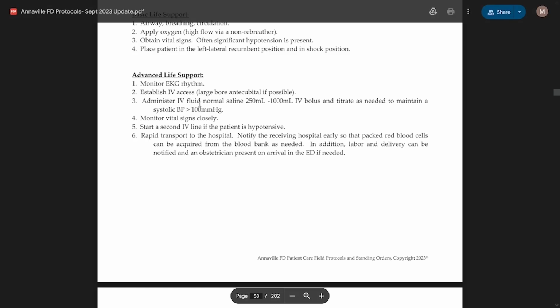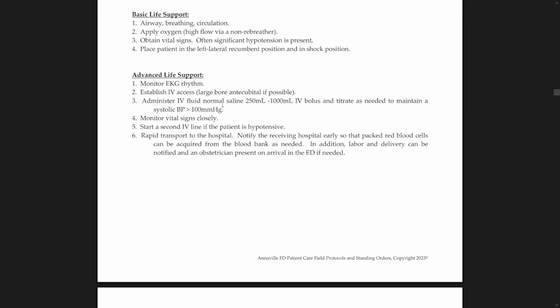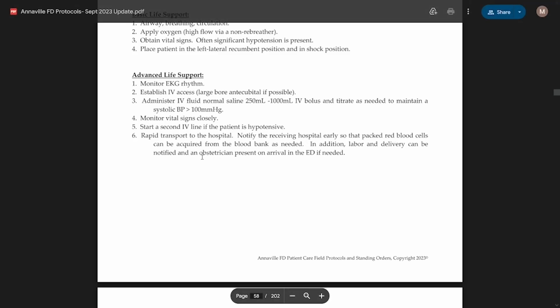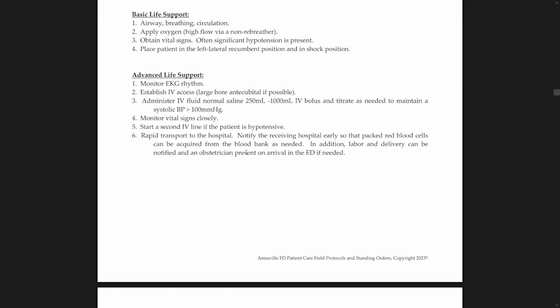Administer IV normal saline and titrate as needed to maintain a blood pressure greater than 100 millimeters of mercury. Monitor their vital signs closely. Start a second line if possible if they're hypotensive. And you want to have rapid transport to the hospital. Notify the receiving hospital early so that packed red blood cells can be acquired from the blood bank as needed. In addition, labor and delivery can be notified, and an obstetrician can be present on arrival in the ED as needed.